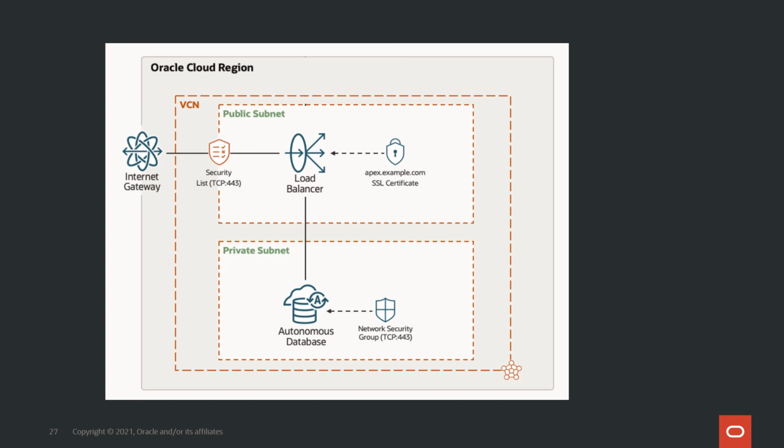And here you can see a more fleshed out diagram, more fleshed out picture where I've got my Autonomous Database on the bottom, my load balancer on top, and my load balancer is in the correct public subnet, protected by a security list, with my certificate. I've got my internet gateway there and my VCN there. So now we're getting closer.